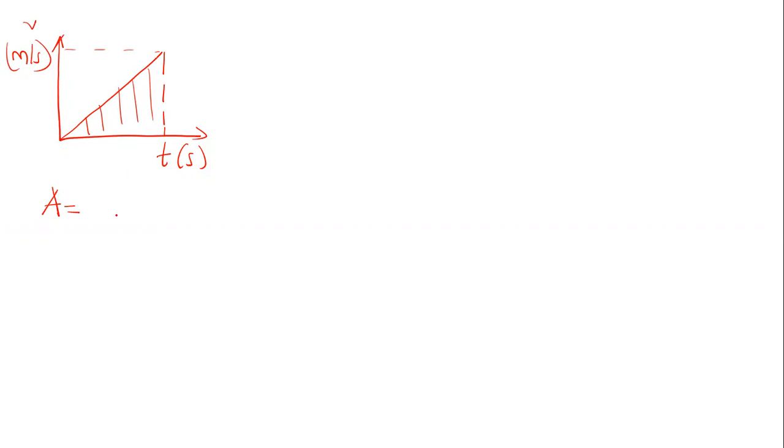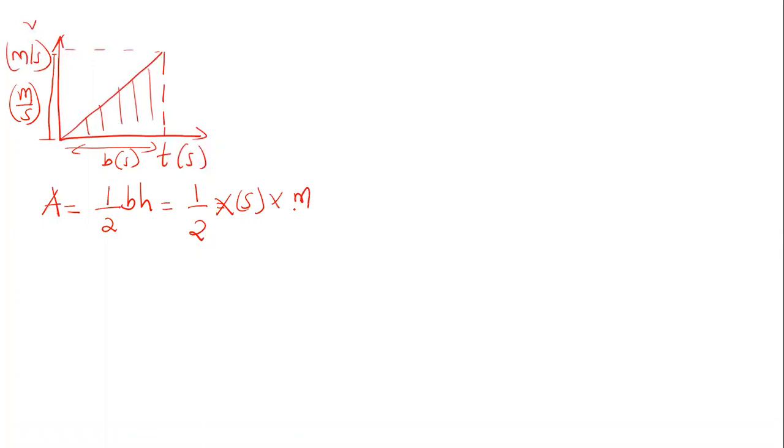This shape is a triangle, and the area of a triangle is always a half base times height. Our base here is in seconds, and our height here is in meters per second, so it's meters divided by second. We multiply the base, which is in seconds, times meters over second. Notice that second and second will cancel, and therefore you'll have a half meters, or basically 0.5 meters.